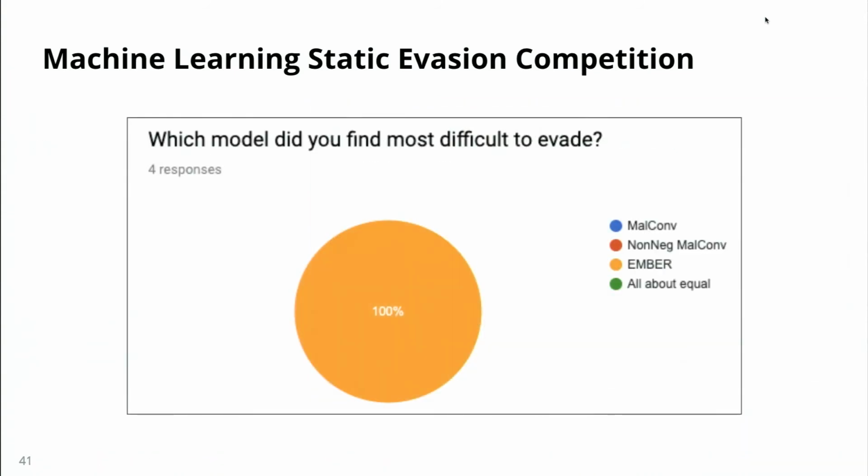Hiram just wanted me to mention it so that I include this chart, which is EMBER was the most difficult to evade in a very scientific poll. And yes, this is given to me by Hiram, and it will be the only pie chart included in one of my talks ever. So, all right.